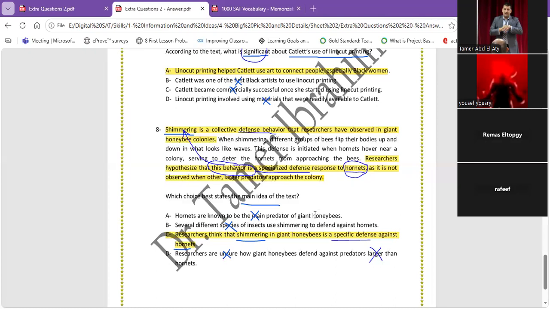Several different species of insects use shimmering to defend against hornets. I'm not talking about species of insects. I'm talking about honeybees only. Researchers think that shimmering in giant honeybees is a specific defense against hornets. Yes, that was mentioned in the first and last sentence. Researchers are unsure how giant honeybees defend against predators larger than hornets. We're not talking about predators larger than hornets. We're talking about hornets only. So you got it right.